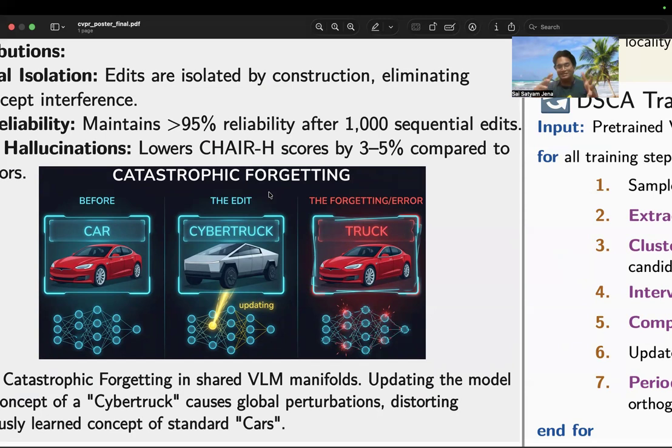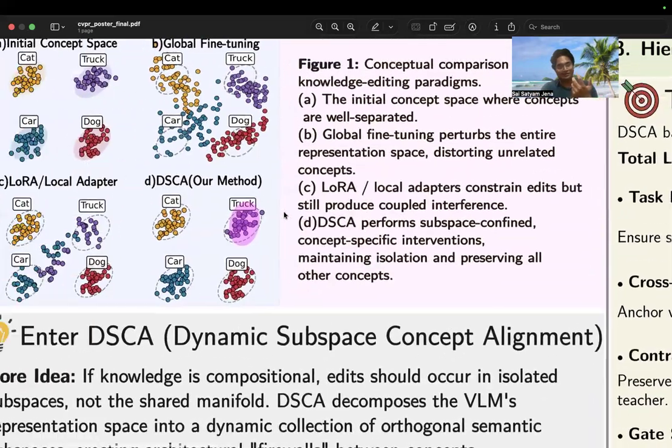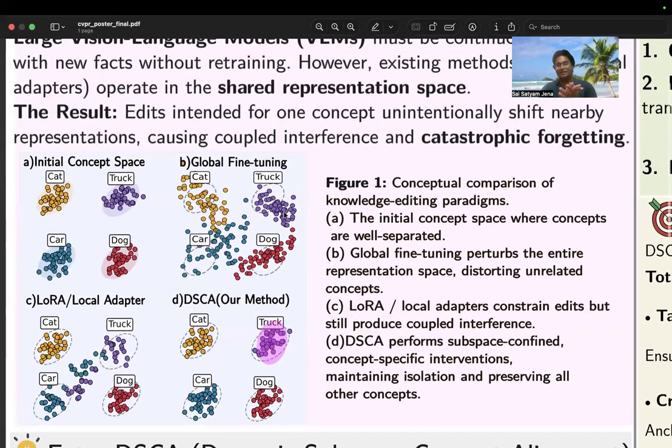So while teaching the model one single thing, it alters the connection between image and text tokens that it had learned among unrelated concepts as well. That's why the name catastrophic forgetting. It's a widely observed phenomenon in the knowledge editing paradigm. So we are trying to propose a solution for that.